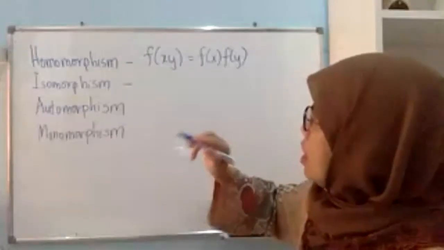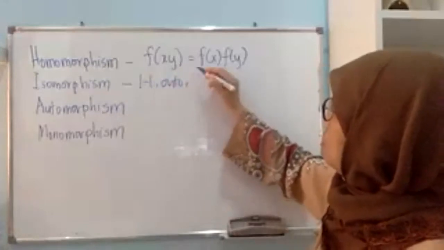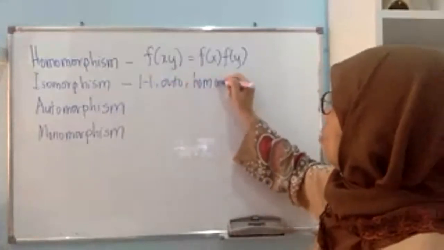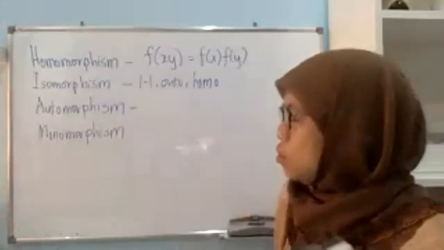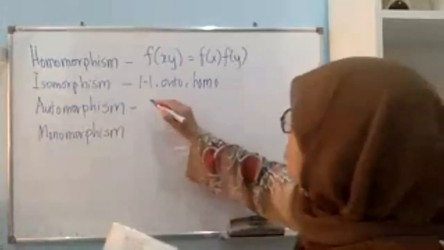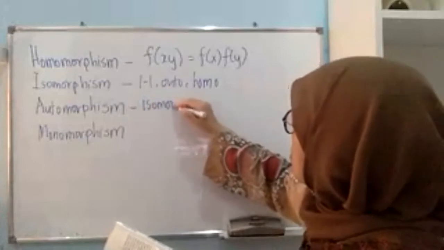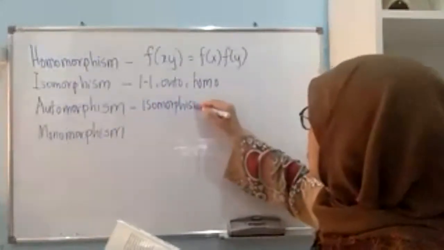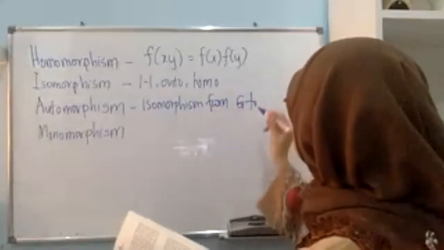X and this under the operation before. Yes, it depends on the operation. Isomorphism is one-to-one, onto, and homomorphism. Okay? What about automorphism? Automorphism is an isomorphism from G to G.